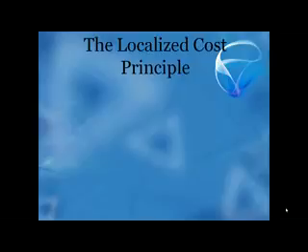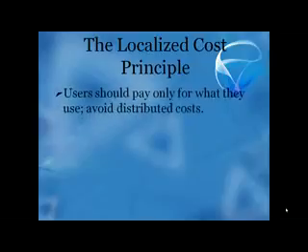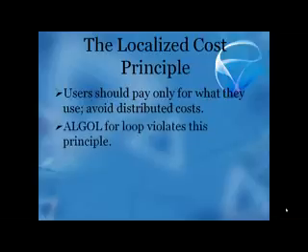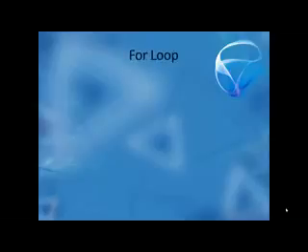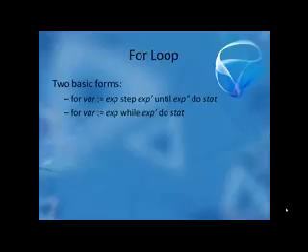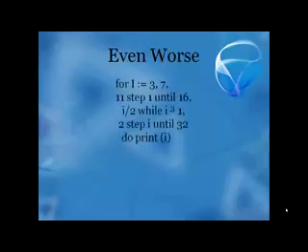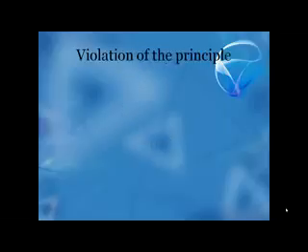The localized cost principle. Users should pay only for what they use. Avoid distributed costs. The ALGOL for loop violates this principle. Here are the two basic forms of the for loop. This makes the problem even worse. Violation of the principle.